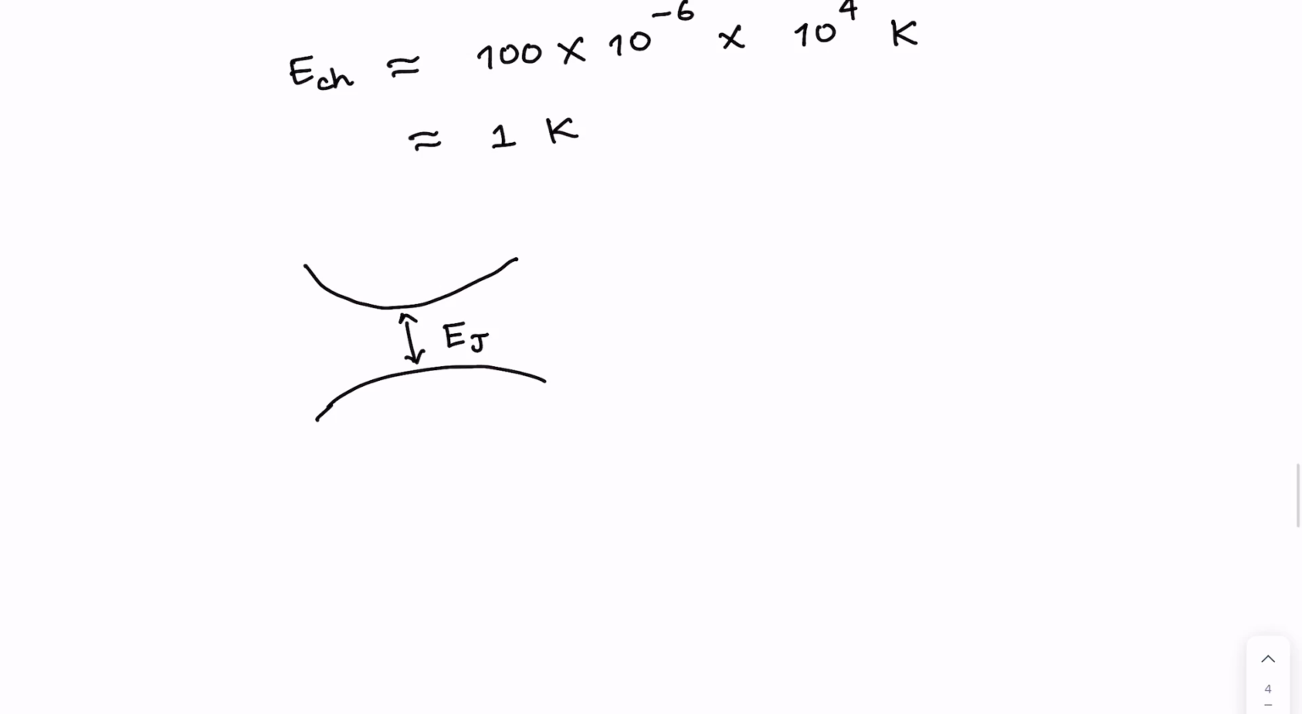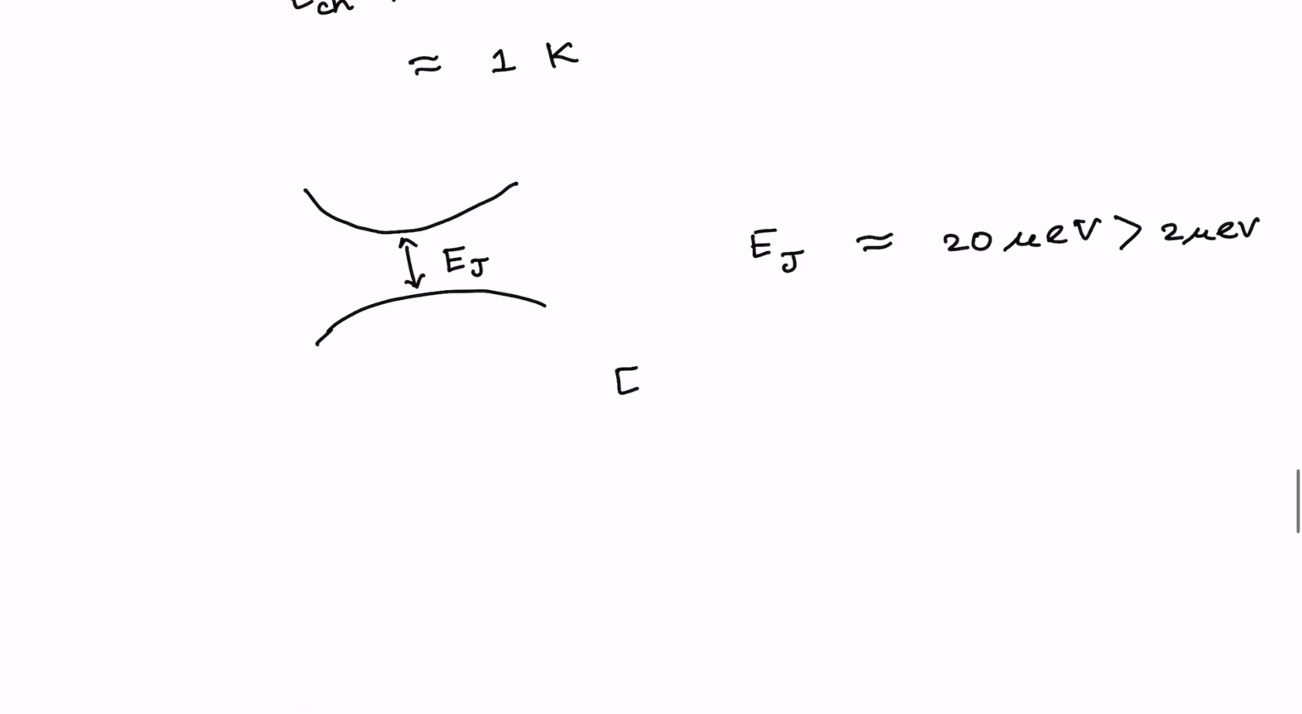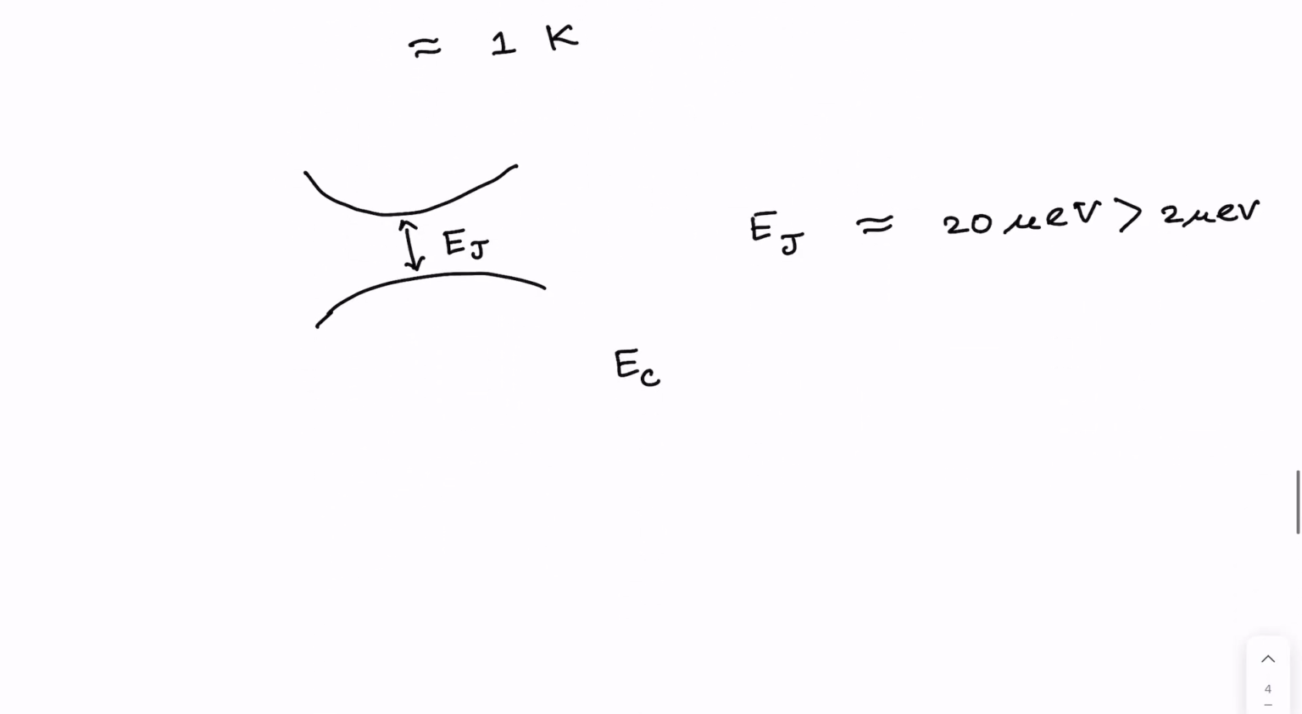So therefore, in this typical Cooper pair box made up of aluminum, this Josephson energy is kept around 20 micro electron volt, which is much larger than the thermal energy of 2 micro electron volt. Also, you see that because EC is around 100 micro electron volt, EC is greater than EJ, and obviously the Josephson energy is smaller, which is what is required, right?